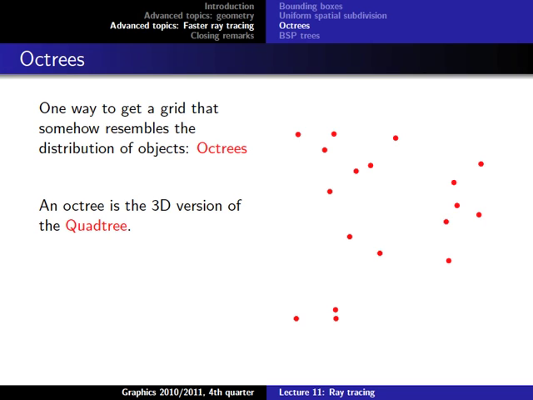And one of the most common approaches, and this is actually also the most common approach, something that is very much used in games when you do the ray tracing in games for the intersection tests, is the so-called Octrees approach. So if there is one thing from the ray tracing lectures that is important for games, it's probably this one.